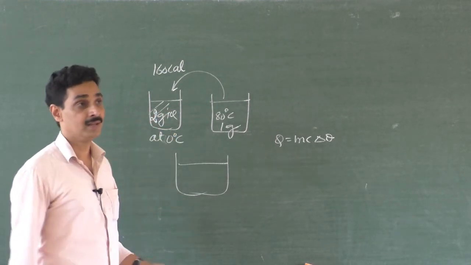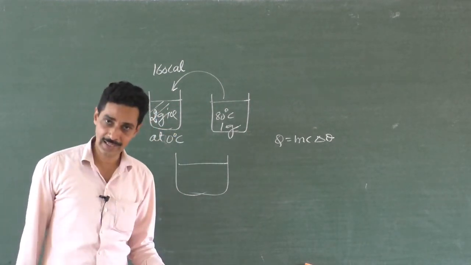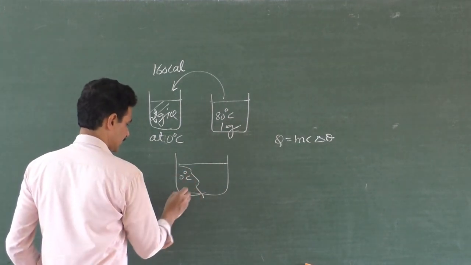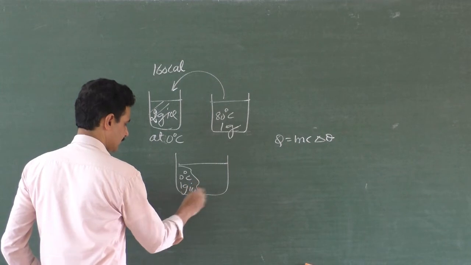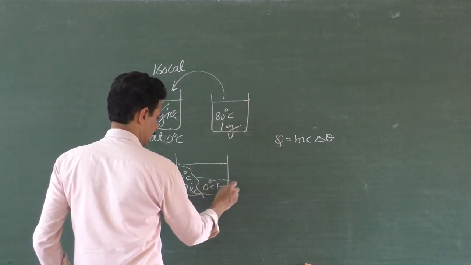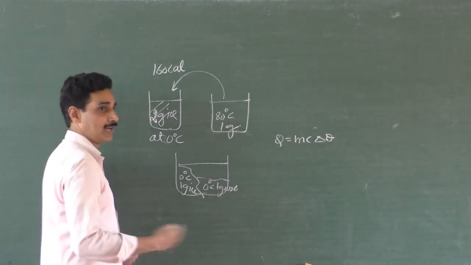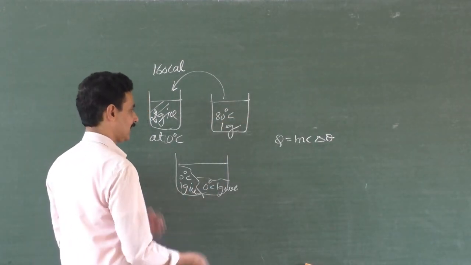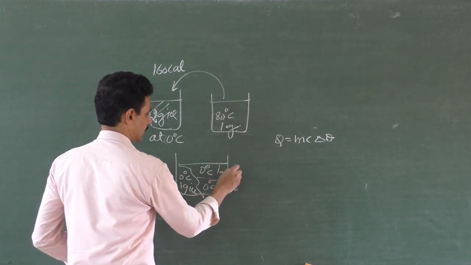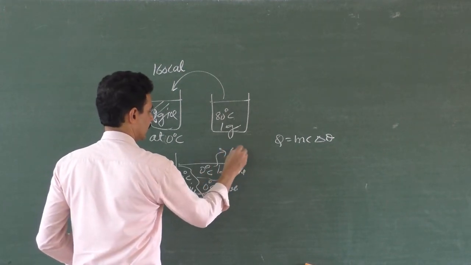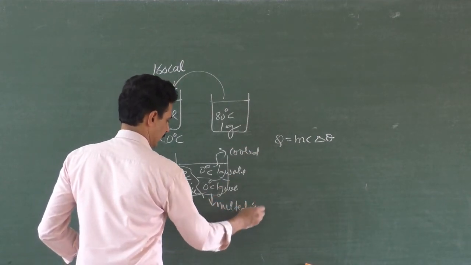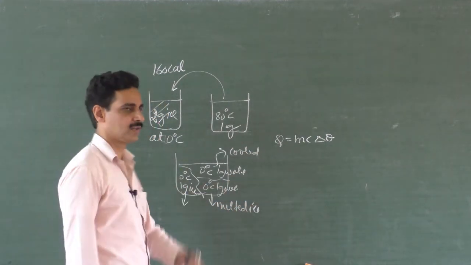What about remaining ice? Remaining ice will be ice only at 0 degrees Celsius, 1 gram ice, and 0 degrees Celsius, 1 gram water. And this poor donator now donated and it has come to 0 degrees Celsius, 1 gram water. This is cooled water, this is melted ice, and this is remaining ice. So everything is 0 degrees Celsius.